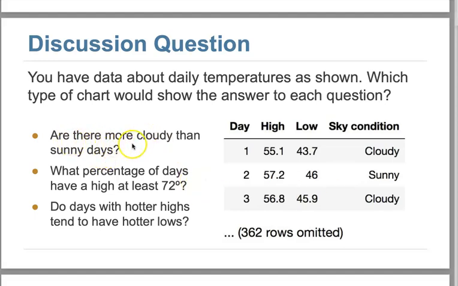Are there more cloudy than sunny days? So sunny day and cloudy day, we see the sky condition. Okay, so that's the column we are looking for. So this column, is the data categorical data or numerical data? Right, categorical data. So for categorical data, we want to see the distribution, right? We need to use the bar chart.